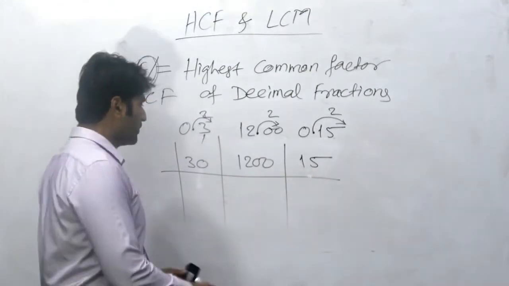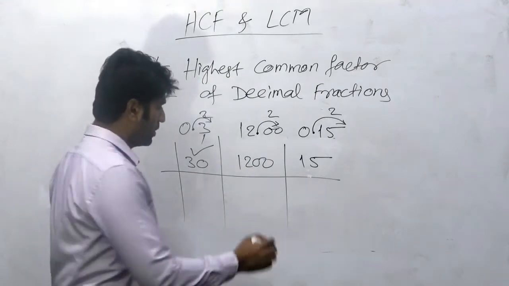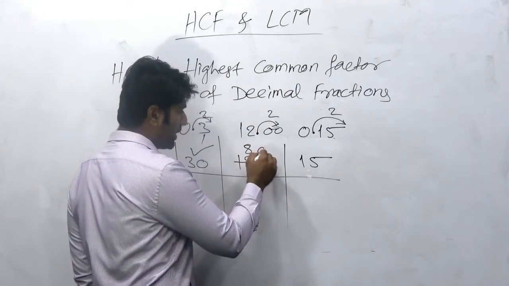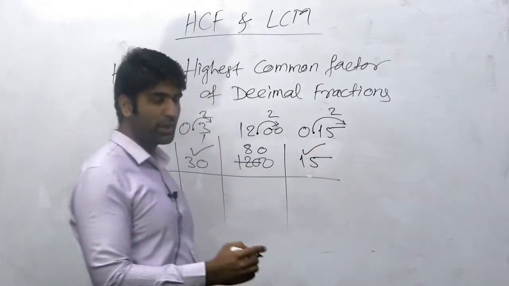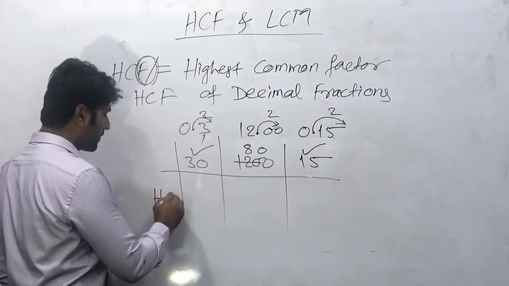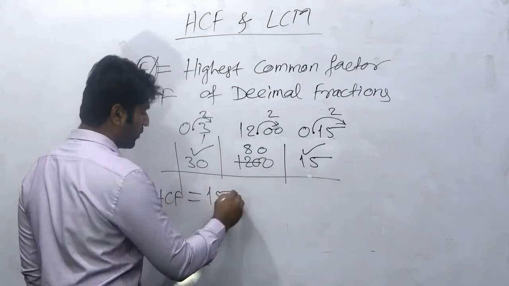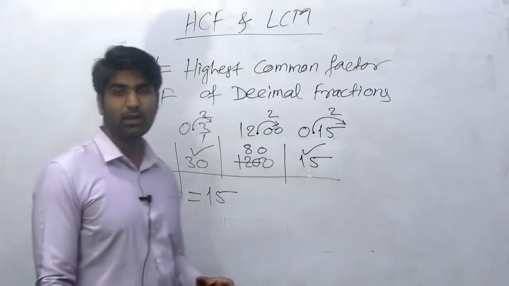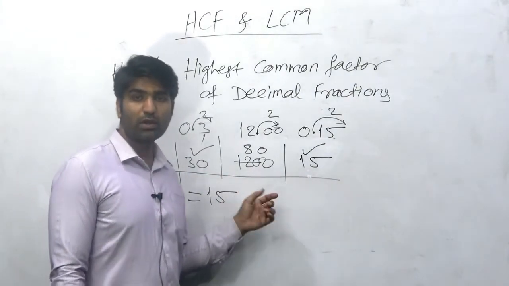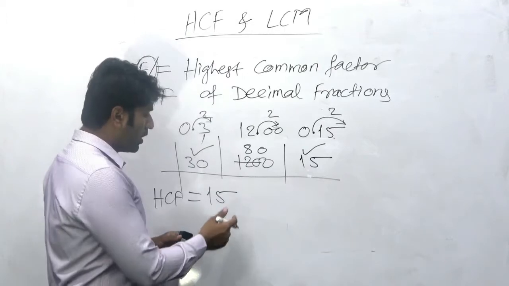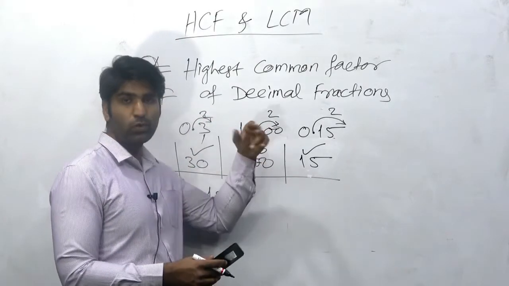Let's check. 15 can divide 30. Can 15 divide 120? 15 into 8 is 120. Yes, 15 can divide 1200 and itself also. Therefore, the HCF of these three numbers is 15. But this is not the final answer. This is the answer for these three numbers. So our correct answer will be, after shifting the point backward, since we have shifted the point two digits ahead.